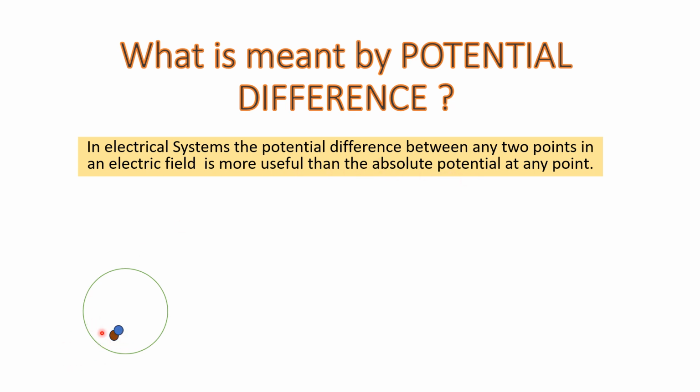So what is absolute potential? Absolute potential means the thing that we learned last day. If there is somebody in infinity and it is coming to this point, the work done to bring that charge from infinity to any point inside the electric field is called absolute potential. But that is not much useful in physics. What is more useful is, in any system, if you have 2 points inside an electric field and you have to bring them towards each other.